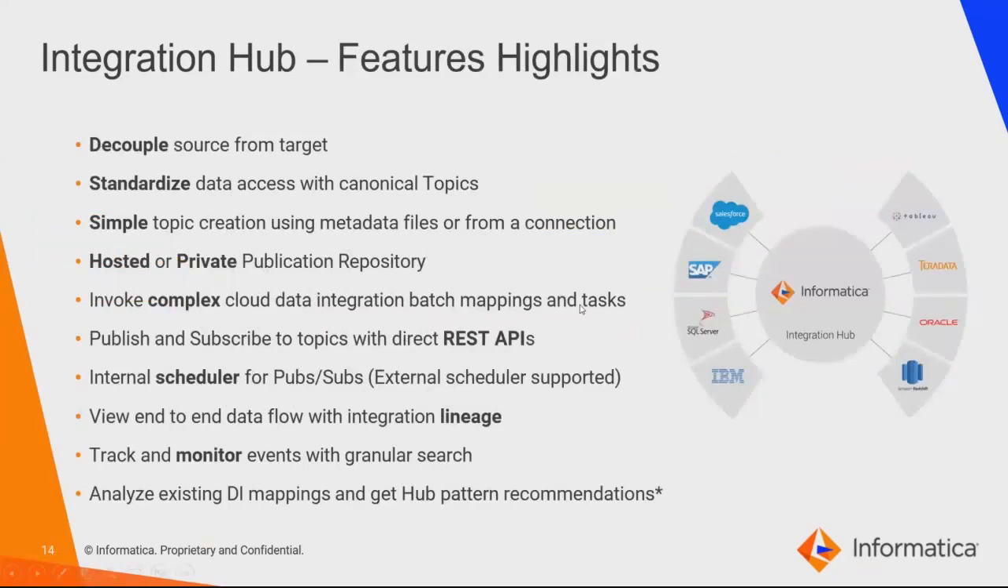These are some of the features of Integration Hub, the most important one being decoupled architecture, which basically means that you have siloed sources and targets. Now you're publishing the data into Integration Hub and your subscribing applications are registering for that data which is published. It is standardized data access with canonical topics. You have the authority of hosting the publication repository with Informatica, or you can have your own private publication repository. And you can see there are a number of features which are highlighted over here. We're going to talk about them in detail with the next set of slides.